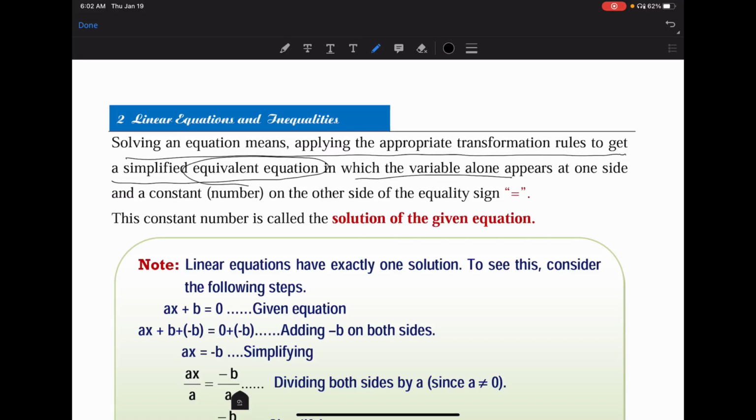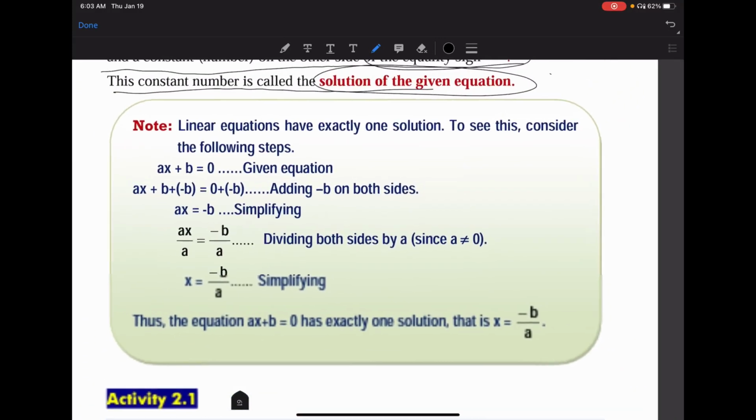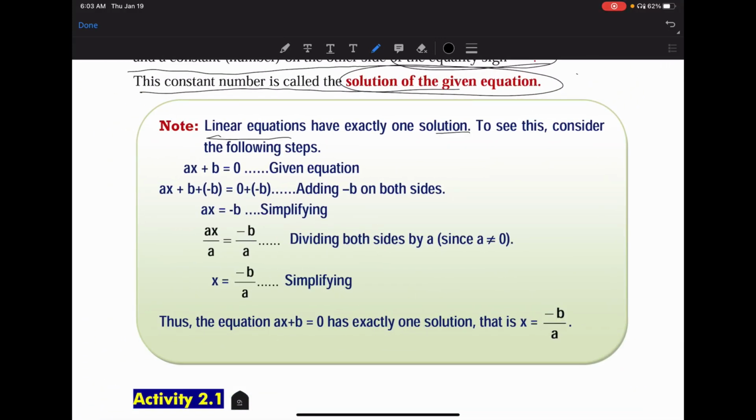Solving an equation means applying the appropriate transformation rules to get a simplified equivalent equation in which the variable alone appears on one side and a constant number on the other side of an equality sign. This constant number is called the solution of the given equation. Linear equations have exactly one solution.